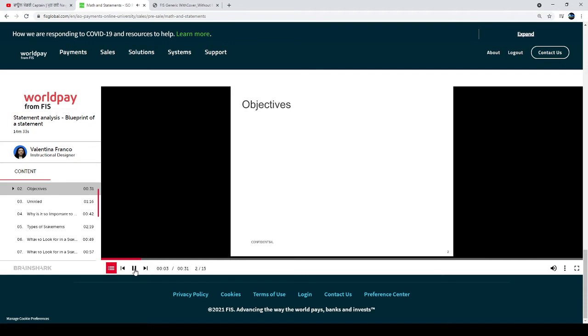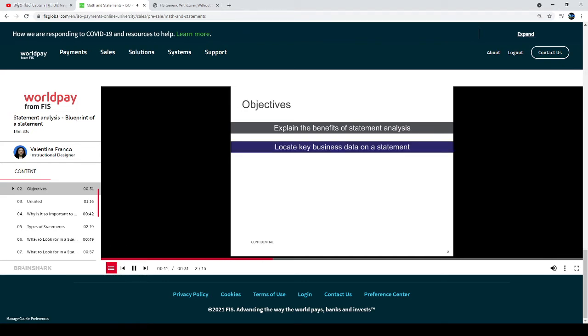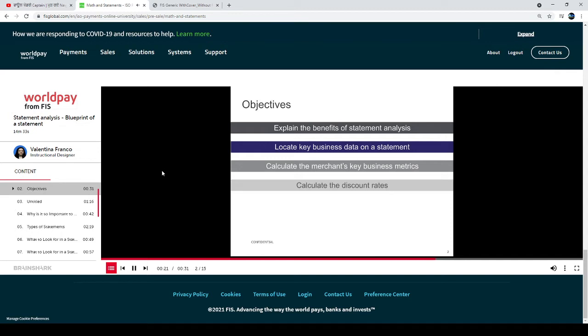By the end of this lesson, you will be able to explain the benefits of statement analysis and educate your merchant. Locating the key business data on a statement, regardless of the processing company, helps you to calculate the merchant's key business metrics, like statement transactions, volume and sales, calculating discount rates that are corresponding to the qualification levels, and estimating the competitor's pricing based on the information in the statement.